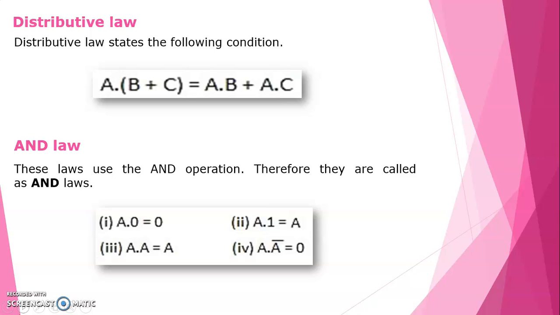AND law. This law uses the AND operation, therefore it is called the AND law. A into 0 is 0. A into 1 is A. A into A is A. And A into A bar equals 0. This law you can use in equations. In further studies you will see it in examples. Not here. First, you have to understand the law and what the answer will become. So, these are the distributive law and the AND law.